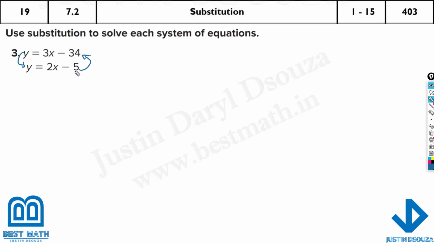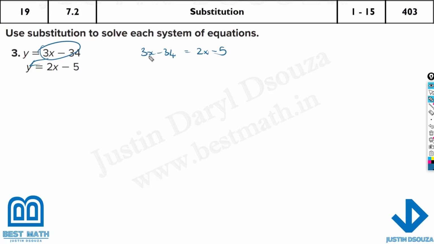Now how do you solve this? I just substitute the first one in the second one. So here, this goes here. It'll be 3x minus 34. That will be equal to 2x minus 5. Or if I put this over here, 2x minus 5 equals 3x minus 34. It's the same thing. Now let's rearrange them.